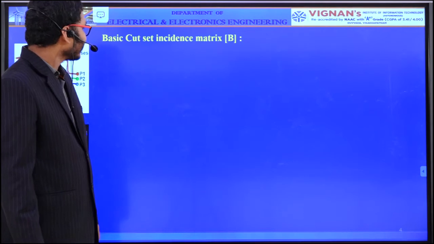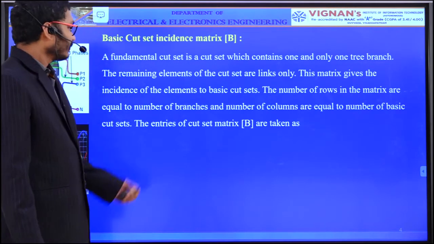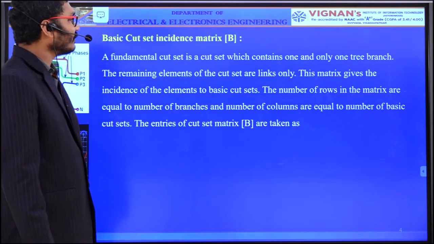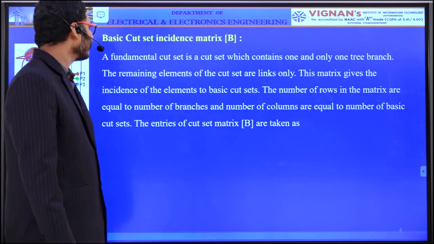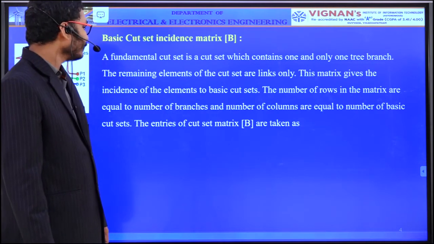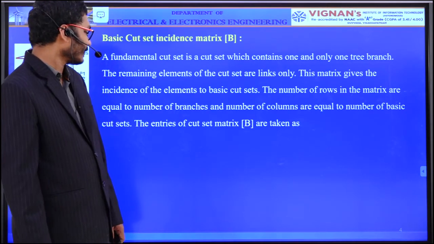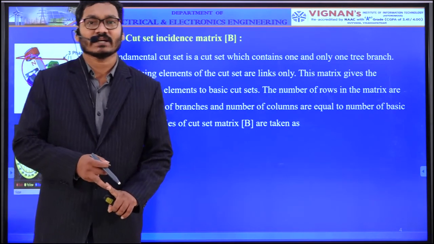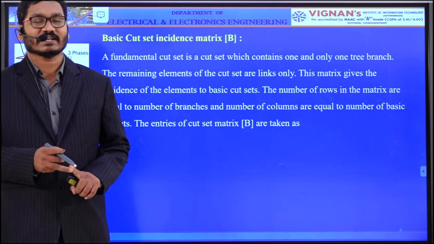Next one is the basic cut set incident matrix. This theory I have already given. This is the definition: a fundamental cut set is a cut set which contains one and only one tree branch. The remaining elements of the cut set are links only. This matrix gives the incidence of the elements to basic cut sets. The number of rows in the matrix equals the number of branches, and the number of columns equals the number of basic cut sets. It means the basic cut set has only one tree branch, and all remaining branches are links.